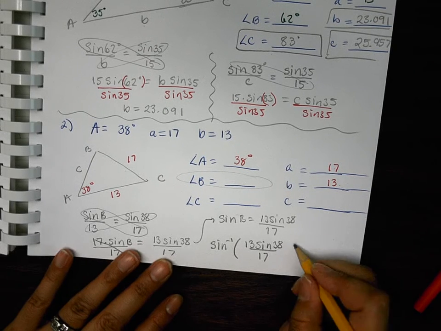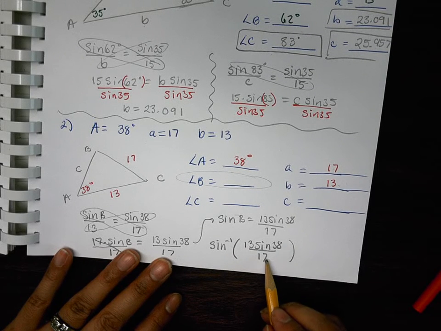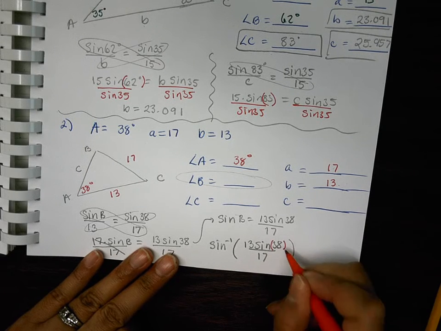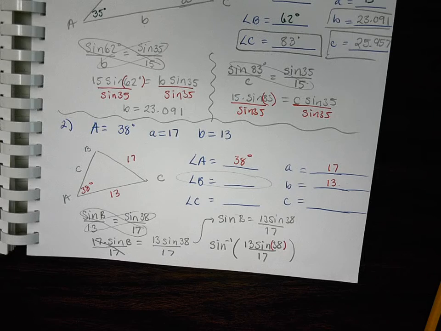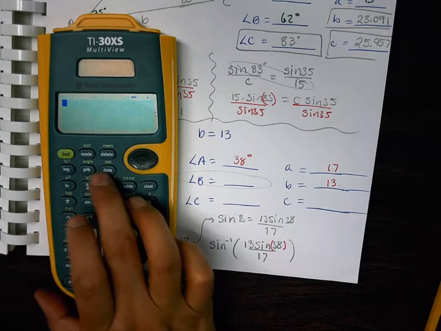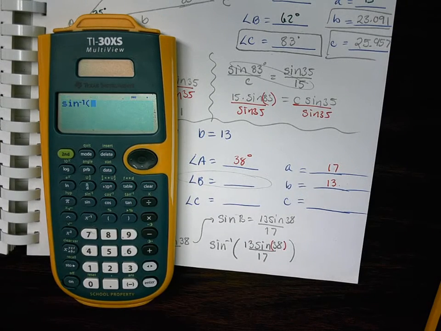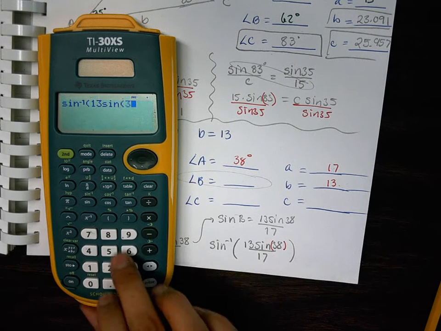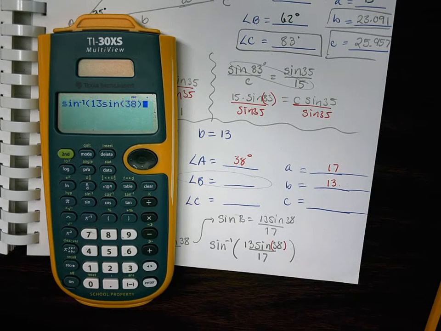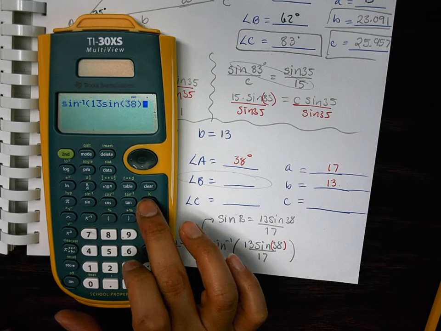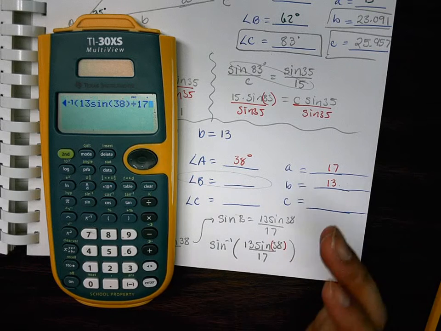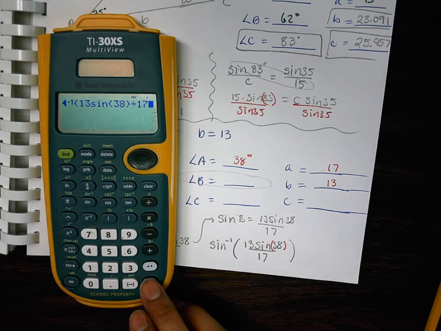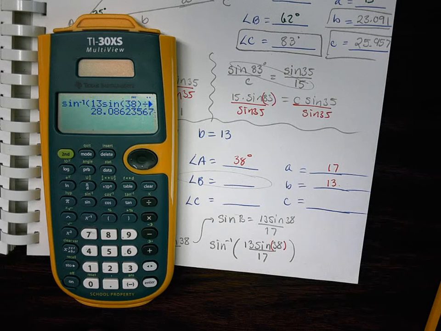What do you have to make sure you do right here before hitting divide by 17? You have to close that parentheses. All right, so type that in. Inverse sine, 13 times sine of 38, close that set of parentheses inside, divided by 17. Now there is another parentheses to close. If you close or don't close, it doesn't really matter for that big one out there. Equals, and you just found your angle B.